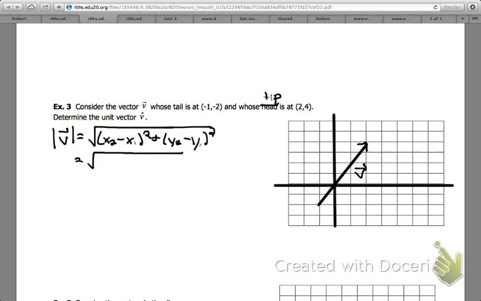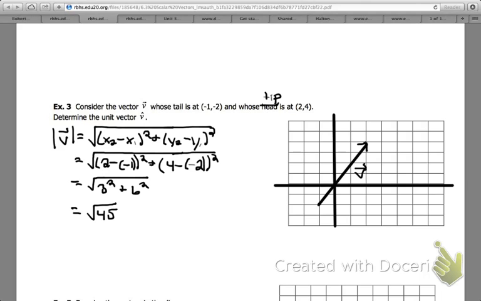So when we sub in our values here, we have the square root of 2 minus -1 squared plus 4 minus -2 squared. So we're going to have 3 squared plus 6 squared. So that's going to be equal to the square root of 45, which is just going to be the square root of 9 times the square root of 5, so it's 3 root 5. So that's our first part.